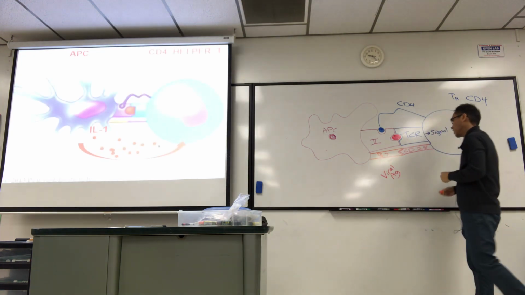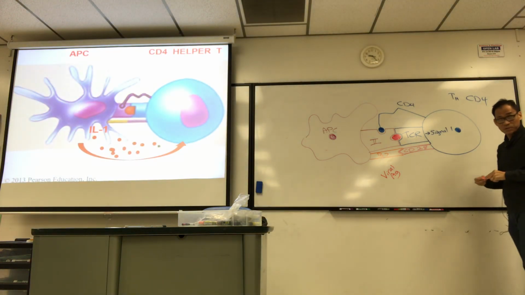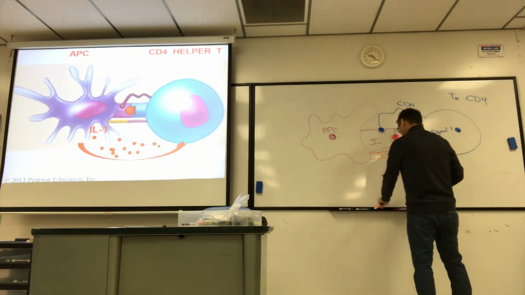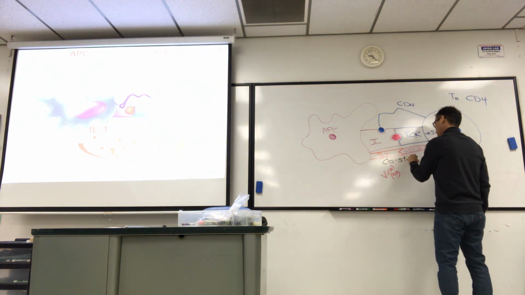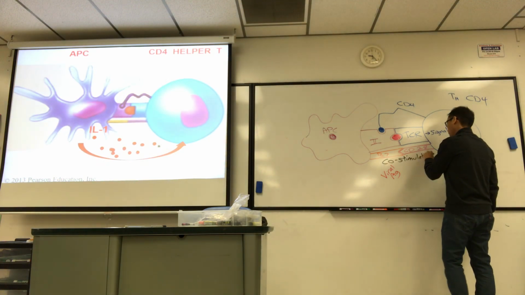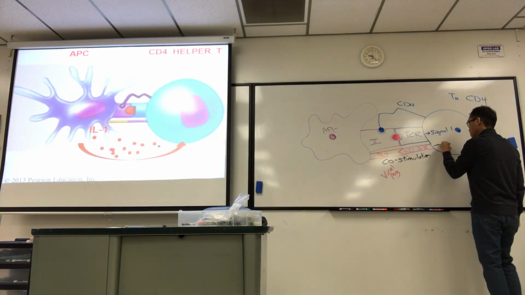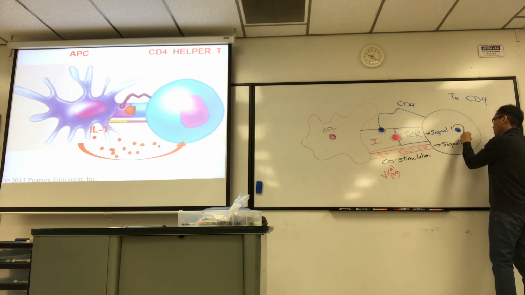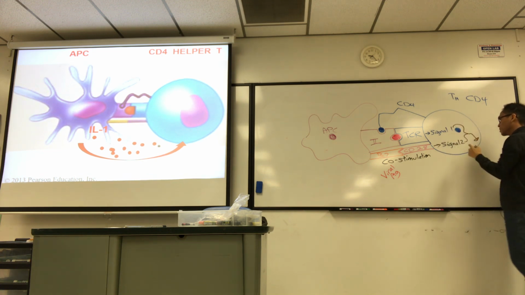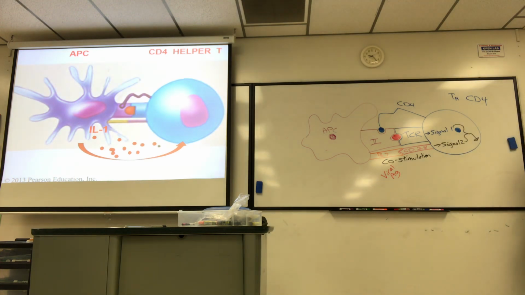So this CD28 B7, that's a co-stimulation. It'll trigger a second signal, call it signal 2. But you need both signal 1 and signal 2 to really facilitate, well, let's just say complete activation. You need both signals, okay, with the co-stimulation. Complete T-cell activation.